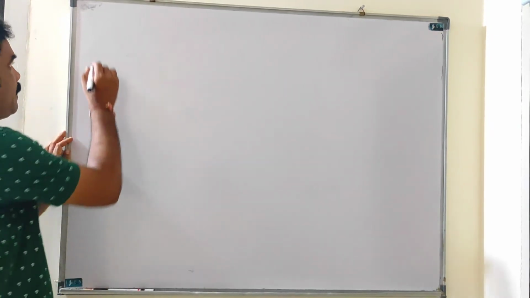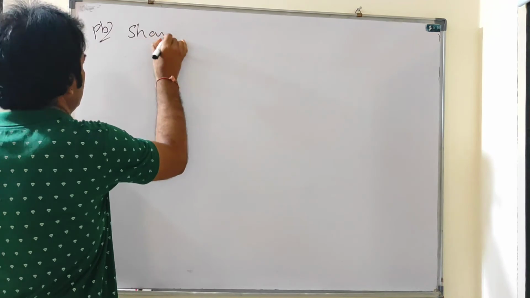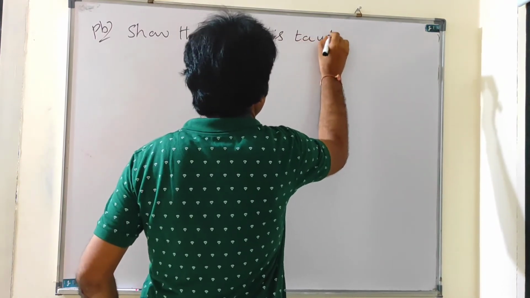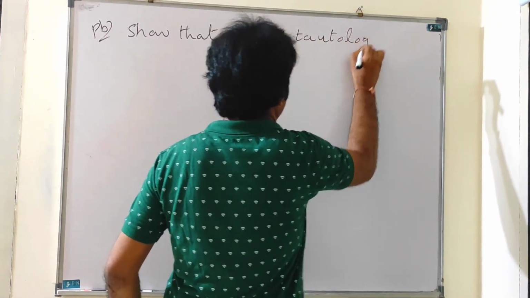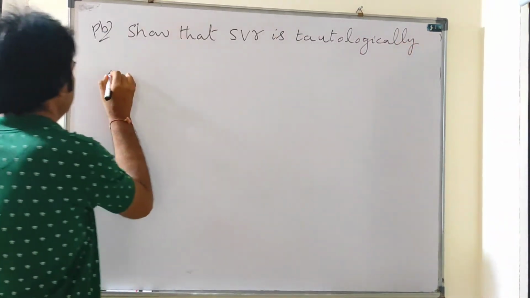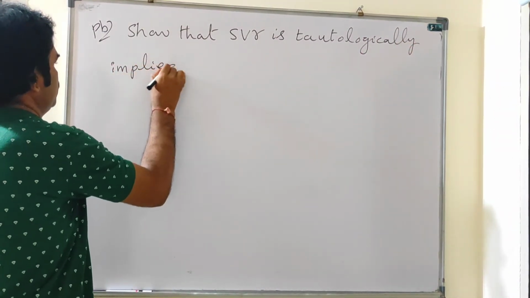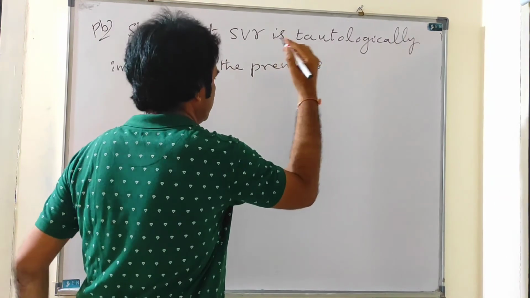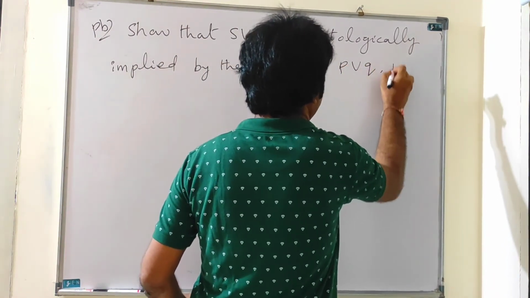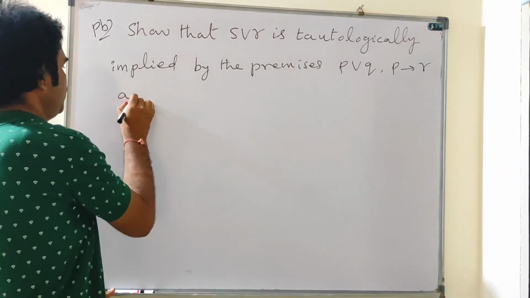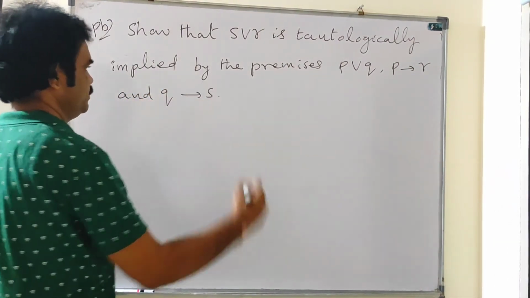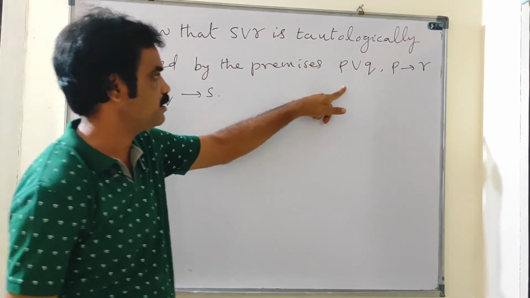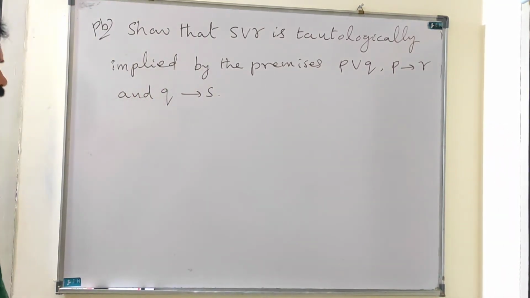Next problem. Show that S or R is tautologically implied by the premises P or Q, P implies R and Q implies S. That means here S or R is the conclusion from the given premises P or Q, P implies R and Q implies S. See the solution.